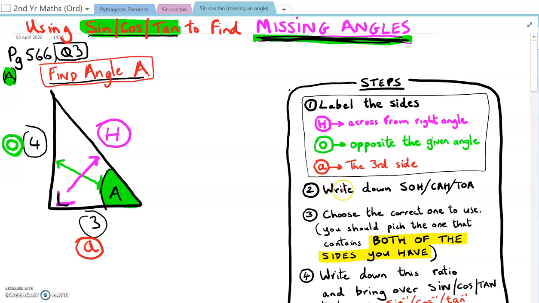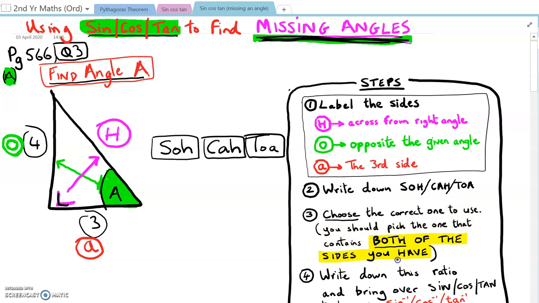Now on to step two. We write down SOHCAHTOA. Now let's see which one of these we're going to use, because we have to choose the correct one. You should pick the one that contains both of the sides you have.